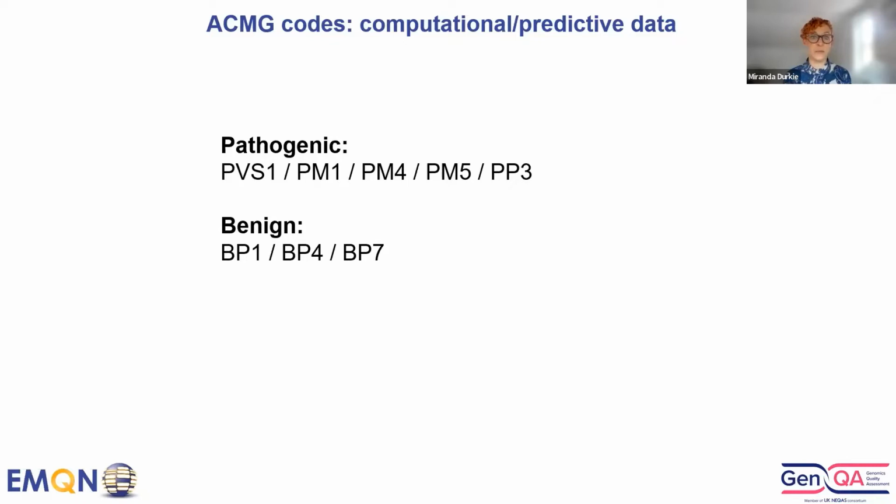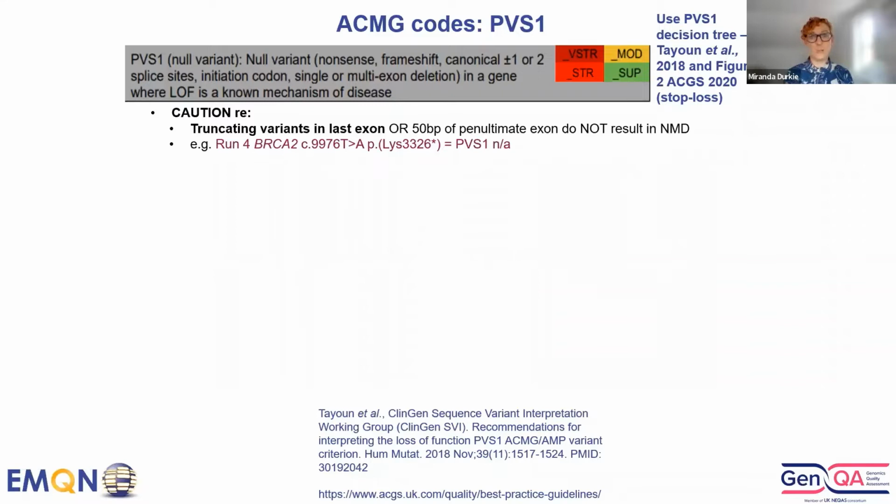So we're going to start with PVS1, and in the original Richards et al. paper, PVS1 was the only code that you could use with a very strong strength. So it's a very useful code to use in order to get your variant to likely pathogenic or pathogenic. It is to be used for null alleles, and by null, we mean where there's no protein produced. So you've got nonsense mediated decay, for example, a nonsense, a frameshift, a canonical splice variant, initiation codon, or a CNV. And obviously in a gene where loss of function is a known mechanism of disease, which it is for the majority of the cancer susceptibility genes.